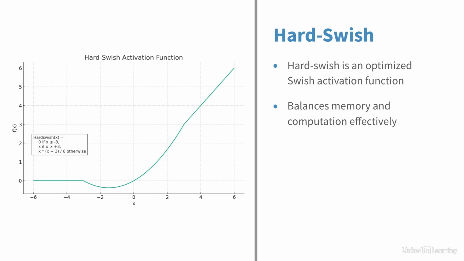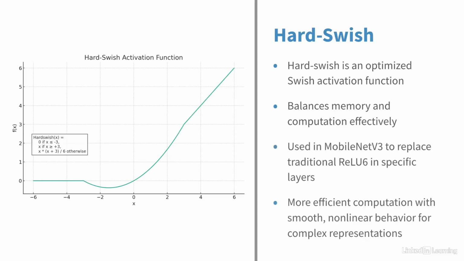Here's how it works. It takes some activation value x. Now, if that activation value x is less than -3, the hard switch activation will turn it to 0. If the activation value is greater than +3, then the hard switch value will just use the activation value. But if that activation value is between -3 and +3, then hard switch does something interesting. It takes that value x, multiplies it by x plus 3, and divides the whole thing by 6. In MobileNet v3, the hard switch function is used as an activation function in specific layers, and it replaces the traditional ReLU 6 in certain layers.